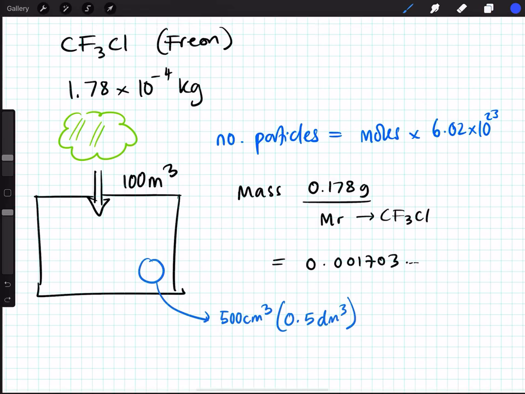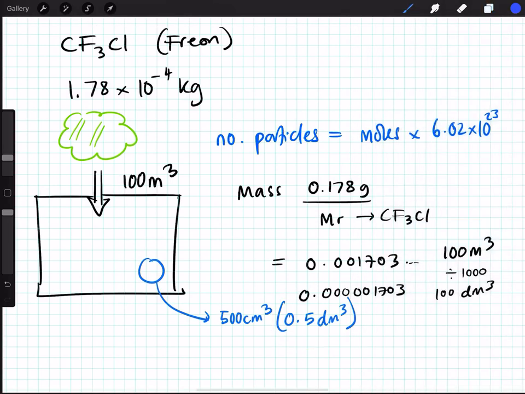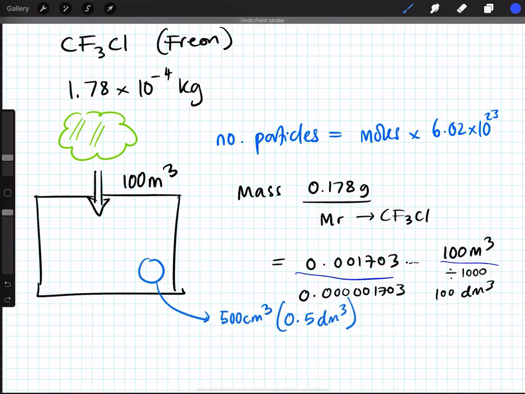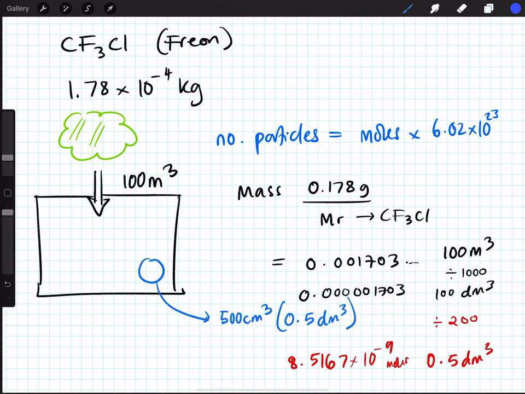So what we're going to do is convert this, which is the moles for 100 meters cubed. We want to know how many moles are going to be in 0.5 dm cubed. All we have to do is first turn meters cubed into decimeters cubed. So if you have this much in 100 meters cubed, we're going to have 1,000 times less in 100 decimeters cubed. After that, we are going to convert that into 0.5 dm cubed, so divided by 200. So this number right here is how many moles of Freon gas we have in 0.5 dm cubed, which is what they want us to know.